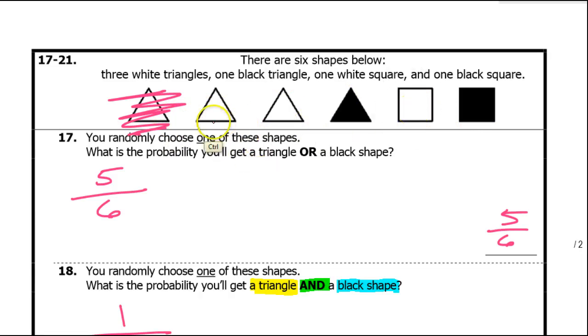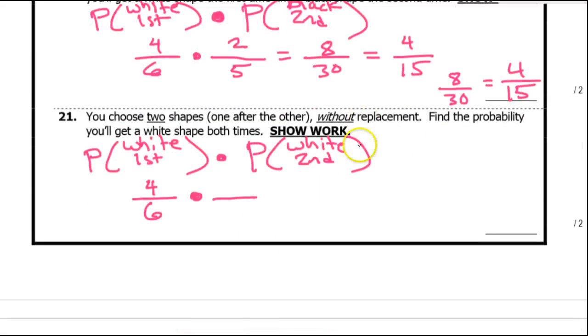Well, not only is the total less because one white shape is gone, but our target is less. There are no longer 4 white shapes. Now there are only 3. So when we go to pull the second one, there are 3 white shapes out of a total of 5. So that's why this probability is going to be 3 out of 5, target over total.